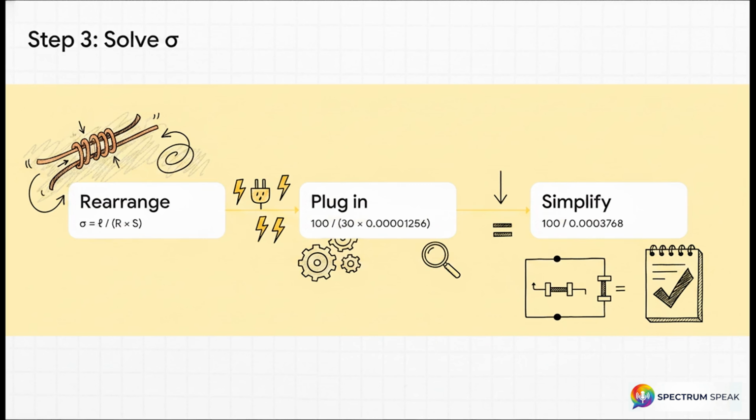By just rearranging our resistance formula, conductivity, or sigma, equals the length divided by the resistance times the cross-sectional area. We put our 100-meter length on top. On the bottom, we multiply our newly found 30 ohms of resistance by our tiny area of 0.0000126. Crunching that denominator first yields 0.0003768. Finally, you just divide 100 by that decimal.